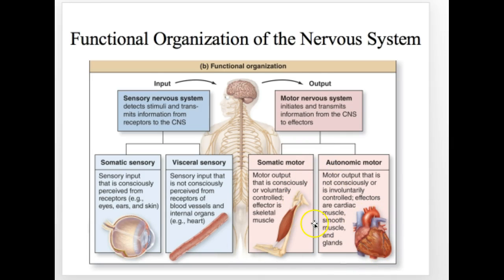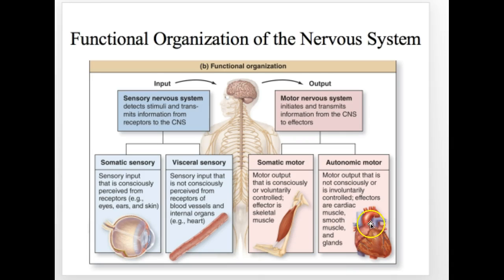The motor nervous system is divided into the somatic motor component and the autonomic motor component. The somatic motor component is the motor output that is consciously or voluntarily controlled. In this case, the effector is skeletal muscle. So there are motor neurons that act to innervate skeletal muscle by releasing a neurotransmitter called acetylcholine. And these neurons are under our conscious or voluntary control.